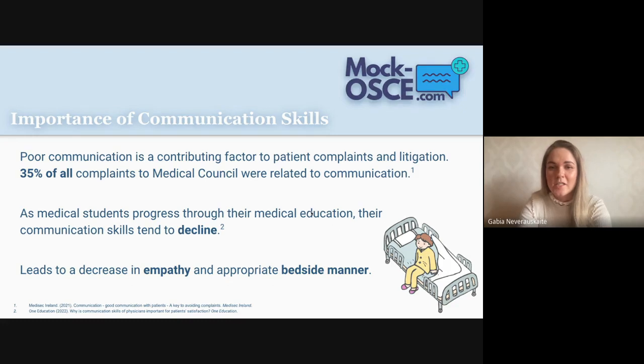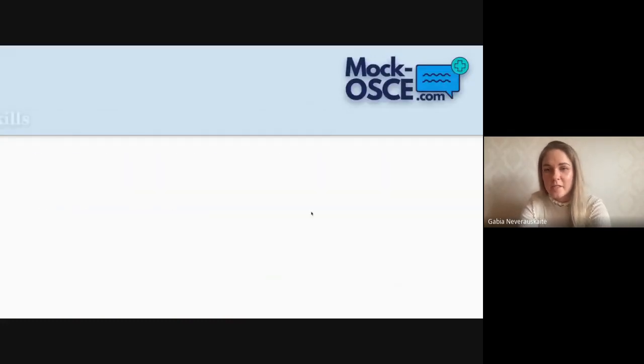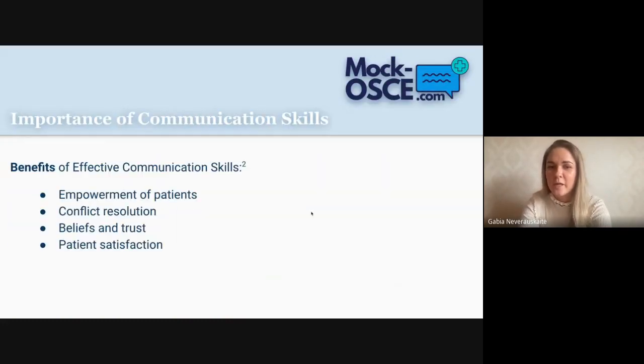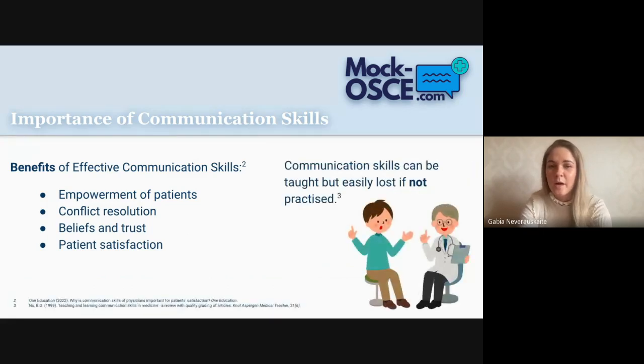So good communication skills pose many different benefits, including empowerment of patients. When we empower our patients, it lets their voice be heard, and this not only brings us closer to them, but it also builds a good reputation for the physician. Conflict resolution: there are many different feelings that may be expressed, anger, sadness, throughout a physician's career. So it's very important to be able to de-escalate these situations by letting patients voice their concerns.